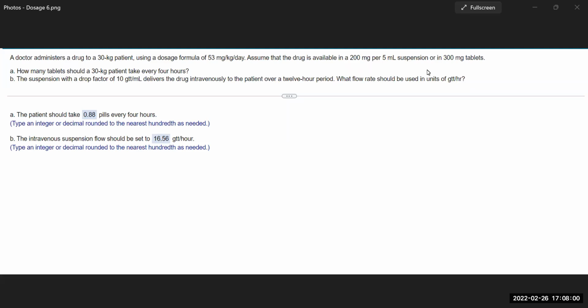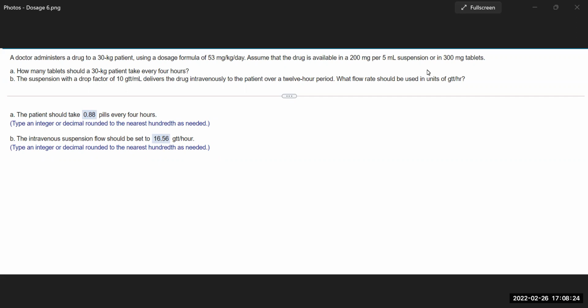A doctor administers a drug to a 30 kg patient using a dosage formula of 53 mg per kilogram per day. Assume that the drug is available in a 200 milligrams per 5 ml suspension or in a 300 mg tablet.